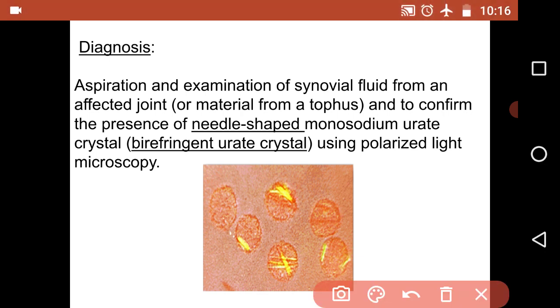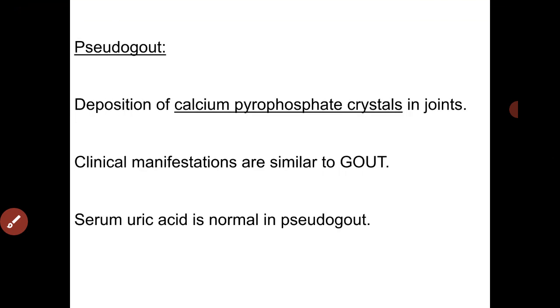Using polarized light microscopy, when you examine the synovial fluid, you will see these birefringent urate crystals, which confirms the diagnosis of gouty arthritis. Now, there is another condition called pseudo-gout. In pseudo-gout, the symptoms are similar to gout, but the uric acid level in blood is normal, and the symptoms here are due to the deposition of calcium pyrophosphate crystals.